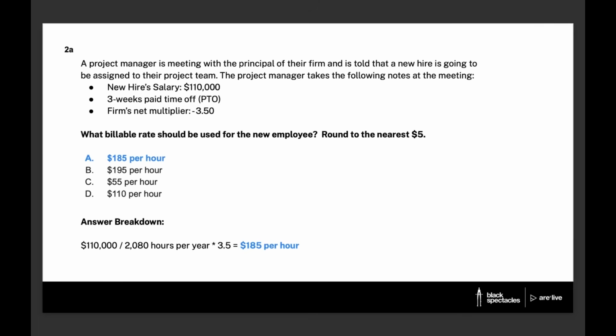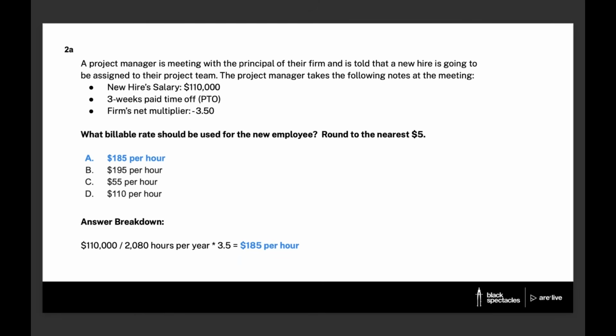This time, we're going to divide the employee's yearly salary, which is $110,000, by the number we just talked about, 2,080 hours per year. That determines their hourly rate. Then we're going to multiply that by the firm's net multiplier to arrive at our answer, which is $185 per hour. If you're doing this on the ARE's calculator, which you will be when you're taking the actual exam, I would do the math just like we wrote it out here and just do the division and then immediately multiply, and you just kind of skip a step, and it's faster to use the saved memory in the calculator that way.